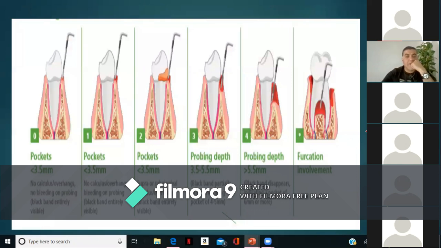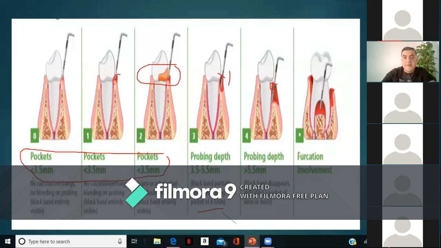So this is a bit more clear here. Again, 0, 1, 2, all of them are less than 3.5. Here we have nothing, no bleeding, nothing at all. Here just a bleeding, as you can see here. And here some calculus or overhang. Now, can you see here, the black band is partially disappeared. So it is a score 3. And the pocket depth is between 4 and 5. Here the whole black band is disappeared, so it is score 4, and the pocket depth is definitely more than 5.5, so it is starting from 6 and above. Furcation here, as we said, is for molar teeth.